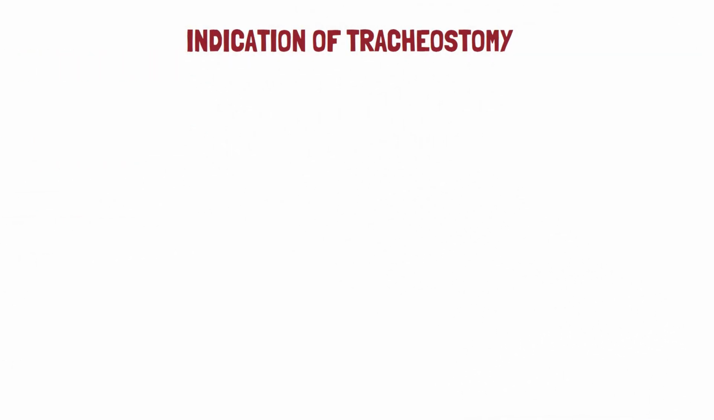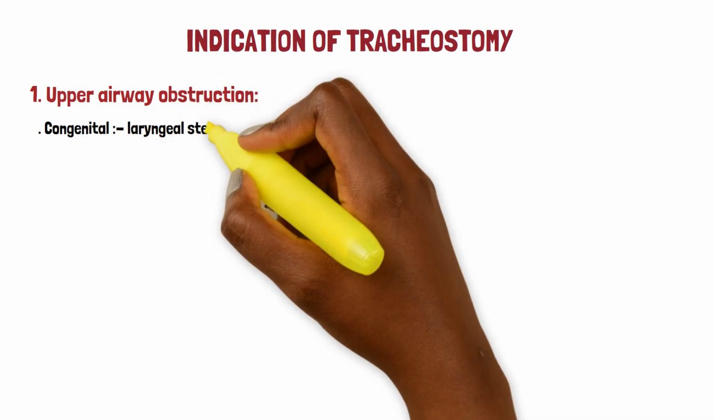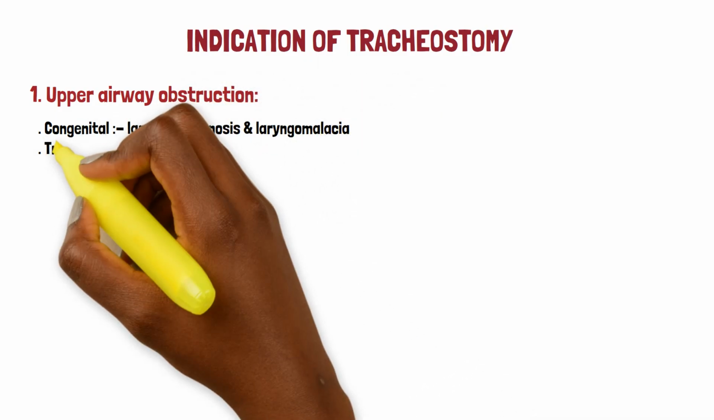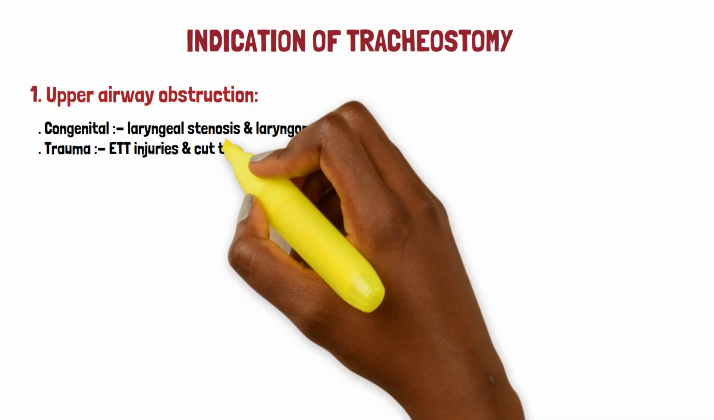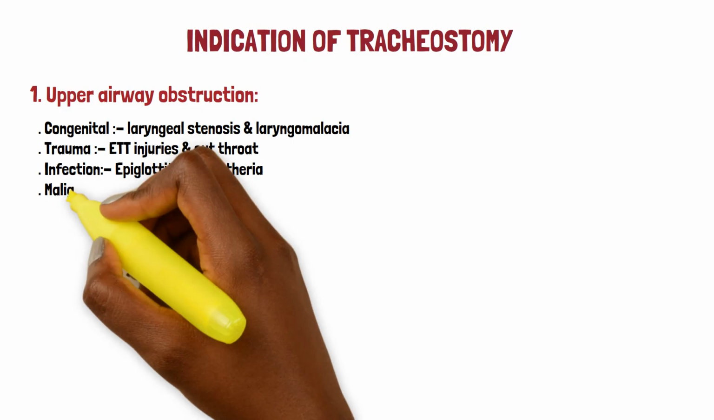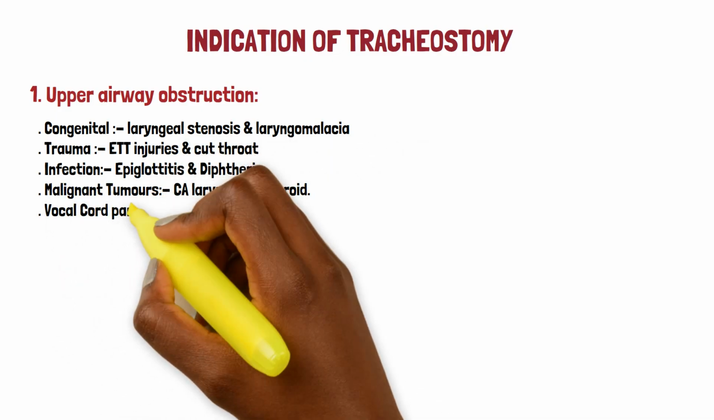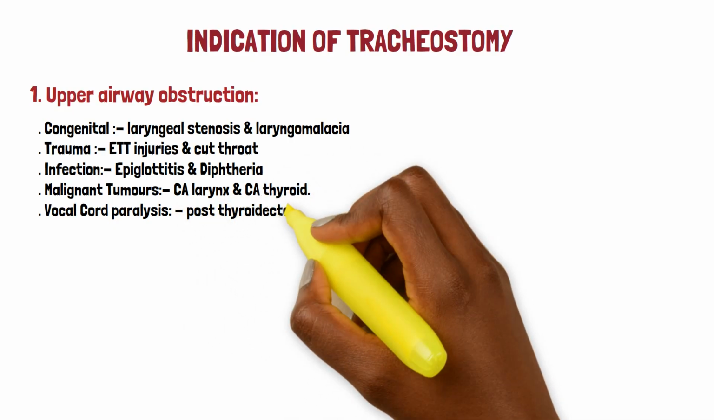Indication of tracheostomy. We have upper airway obstruction, example congenital, like laryngostenosis and laryngomalacia. Trauma, example endotracheal tube injuries and cut throat. Infections like epiglottitis and diphtheria. Malignant tumors like carcinoma of the larynx and carcinoma of the thyroid, as well as vocal cord paralysis, example post-thyroidectomy.